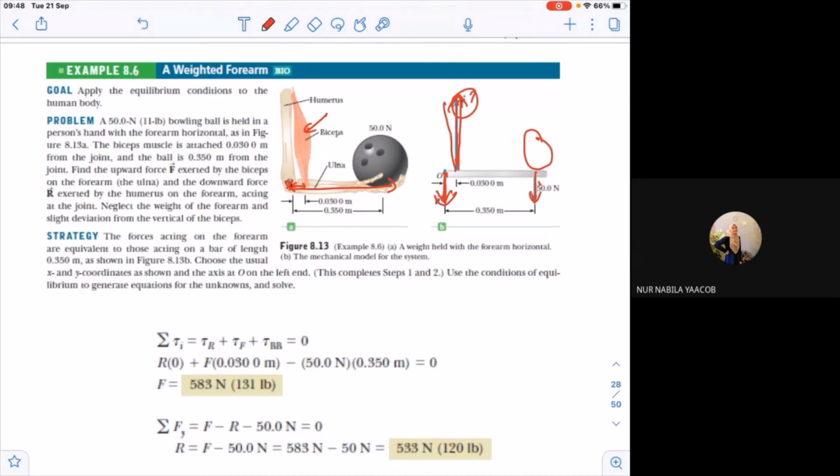Okay. Neglect the weight of the forearm. Okay, neglect. Maksudnya kita tak perlu cari calculation untuk torque untuk forearm. Okay, torque untuk forearm kita neglect dia. So hanya ada 3 force sajalah. 50 Newtons, okay, downward and also biceps. Right? So find the upward force and the forearm. So, maksudnya kena cari 2 equation dekat sini.